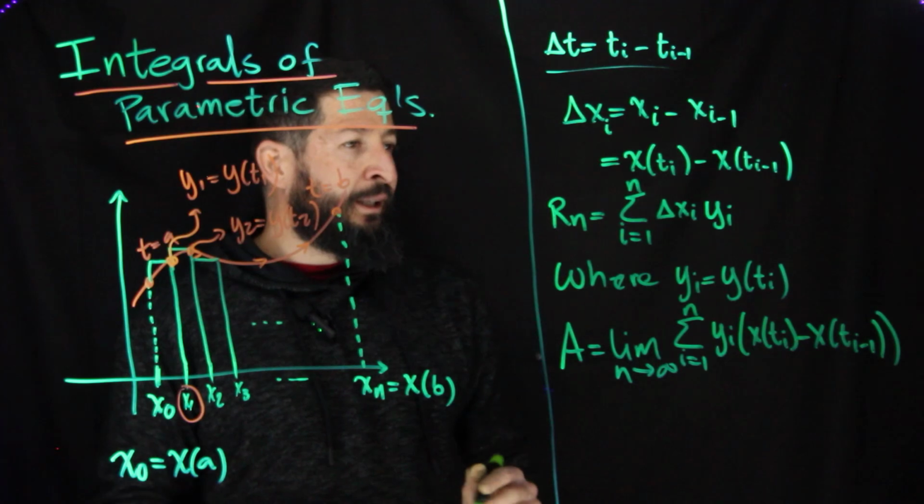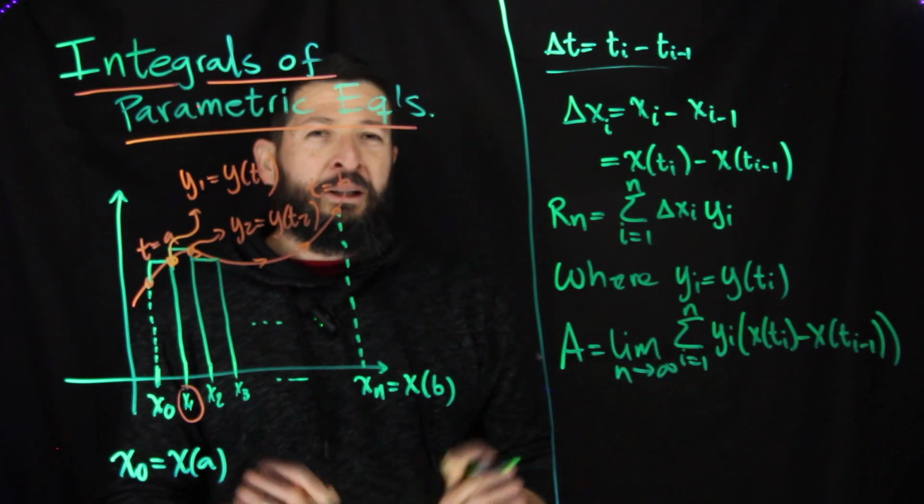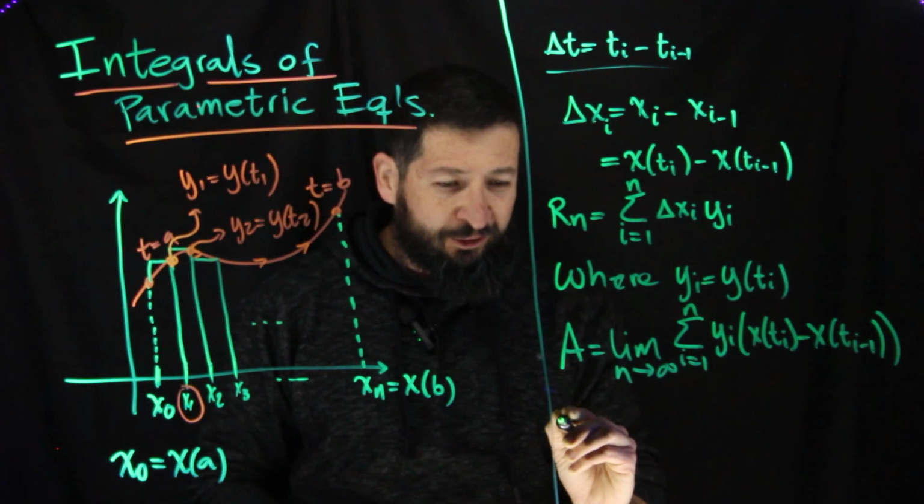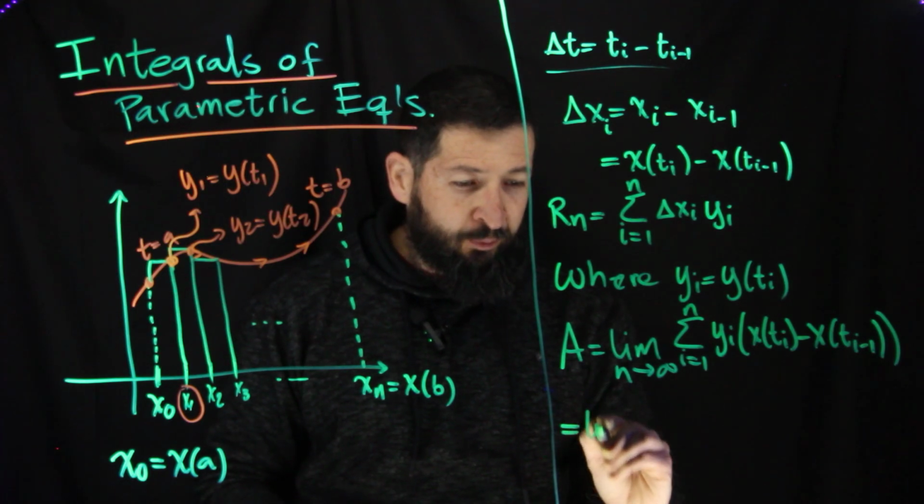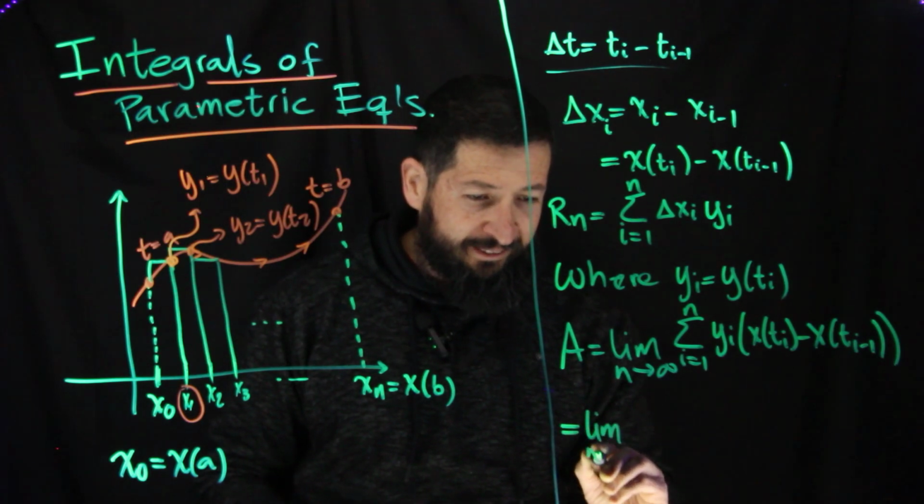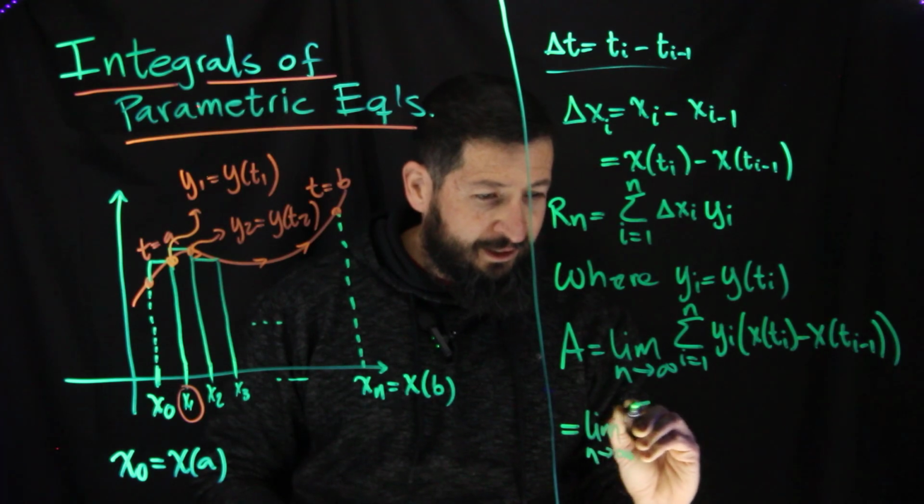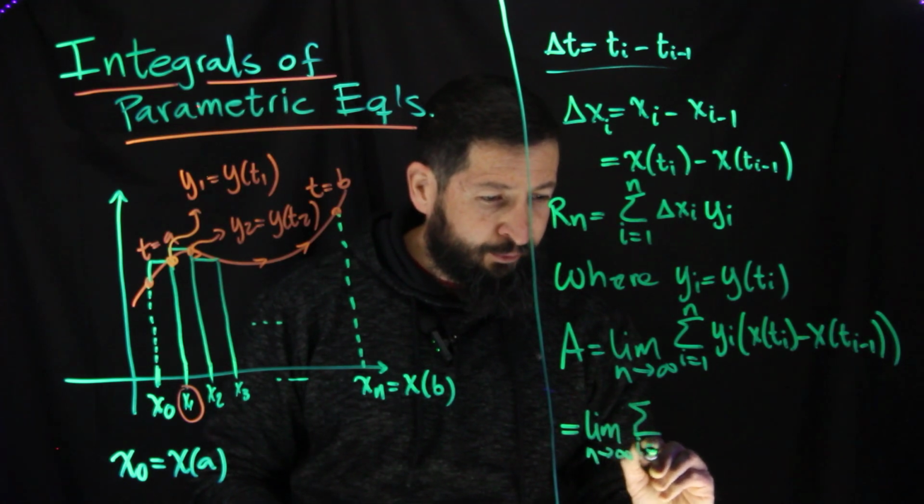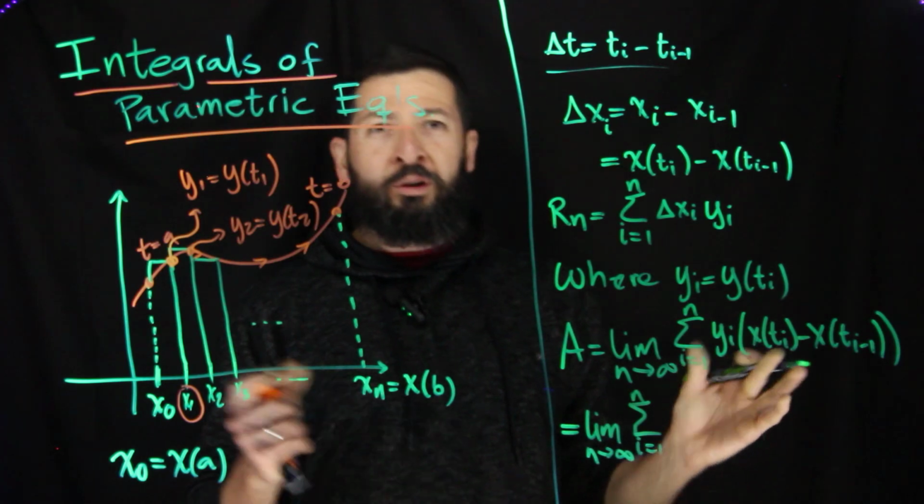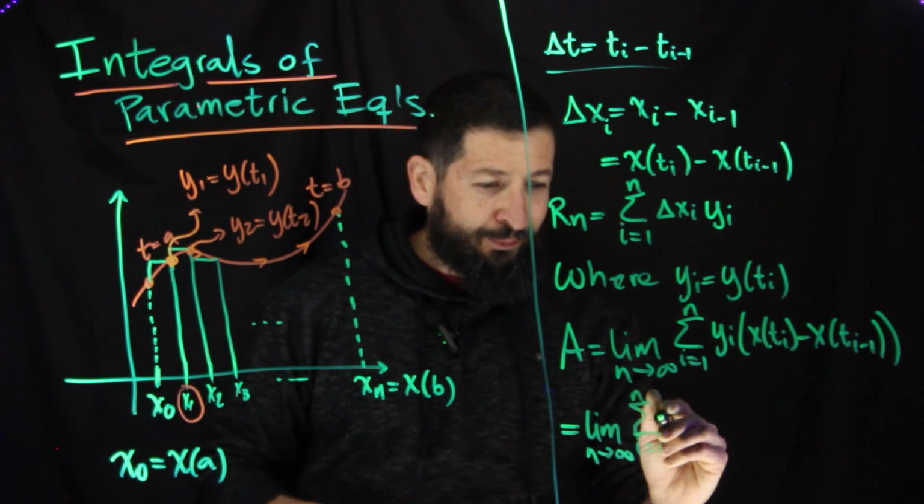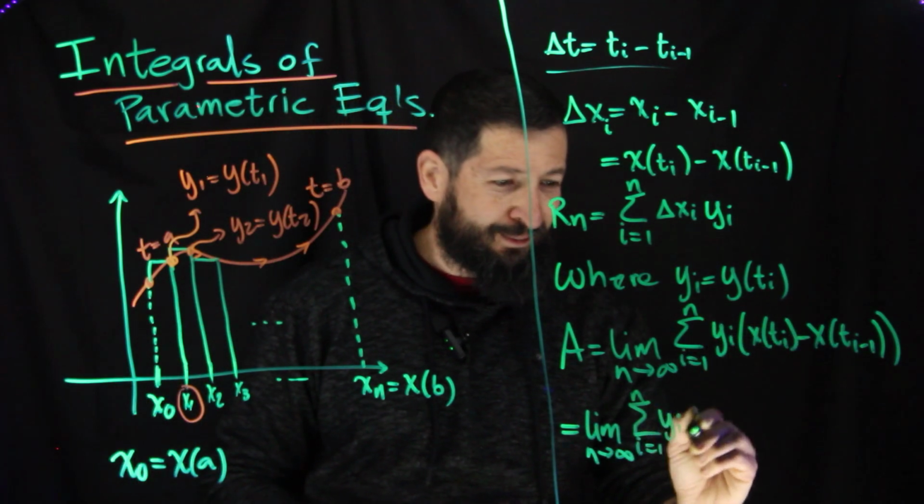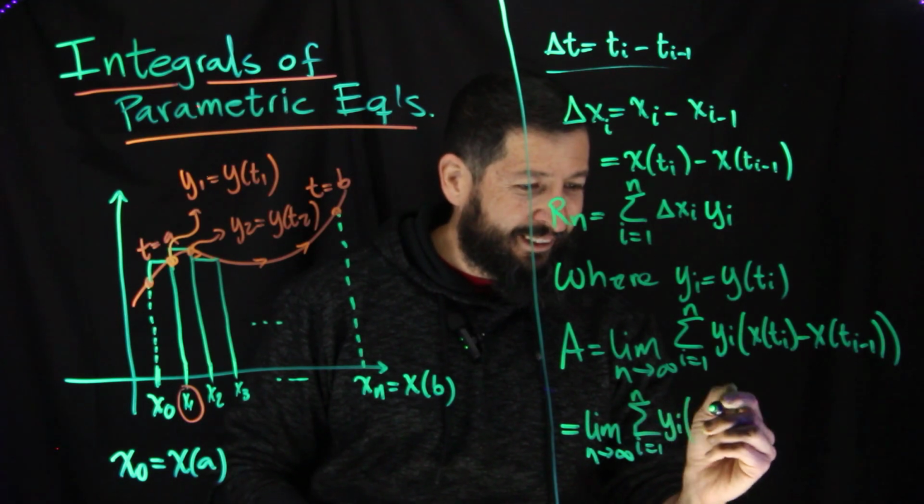Alright, so that's what we have. Now I'm going to do a little bit of trickery here. I'm going to have to write smaller. So let's write it as the limit as n goes to infinity of the sum from i equals 1 to n, and I'm going to multiply and divide by something magical. Not very magical, but whatever, we'll call it that.